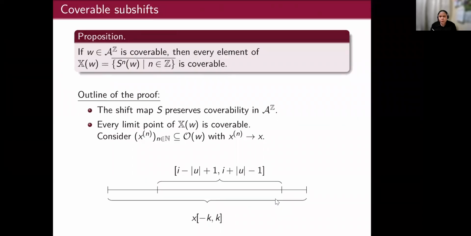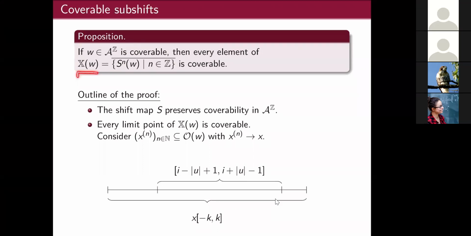First we look at what would happen to the subshift generated by a coverable bi-infinite word W. It happens that when W is bi-infinite and coverable, all elements in the subshift it generates are coverable as well. In particular, if we have a finite word U that covers W, then U will cover all other elements of the subshift.